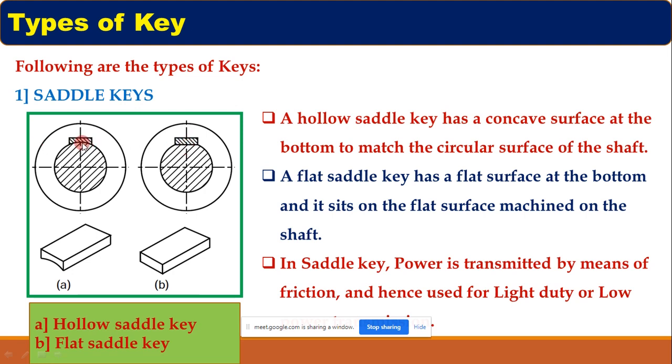Here the power is transmitted due to friction. Now which friction is considered here? Friction between hub, key and shaft is responsible for power transmission. Okay, so this point is very important. As the power is transmitted by means of only friction, this type of key is used for low power transmission or light duty.